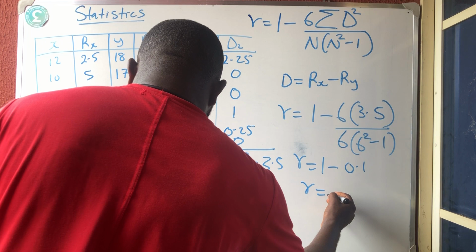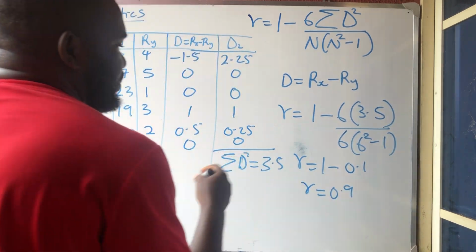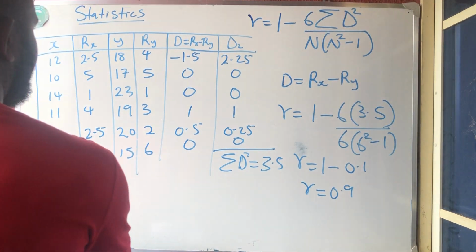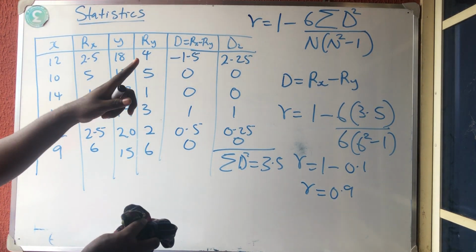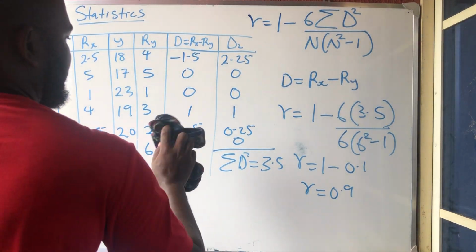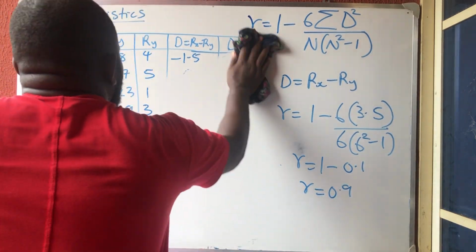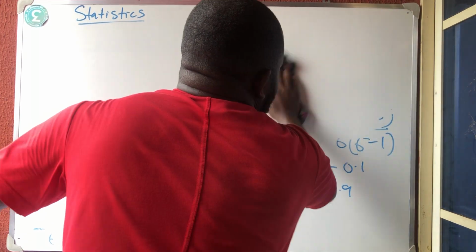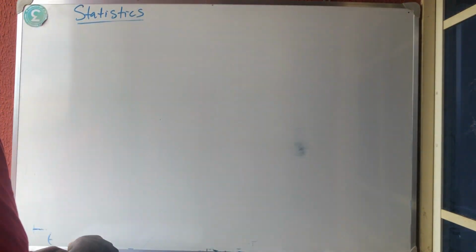So my r is now what? 0.9. And to interpret it is what? High negative correlation. That is if I want to get my ranking with this formula. But let us get it with the other formula. Okay, so anyone you like you can use.